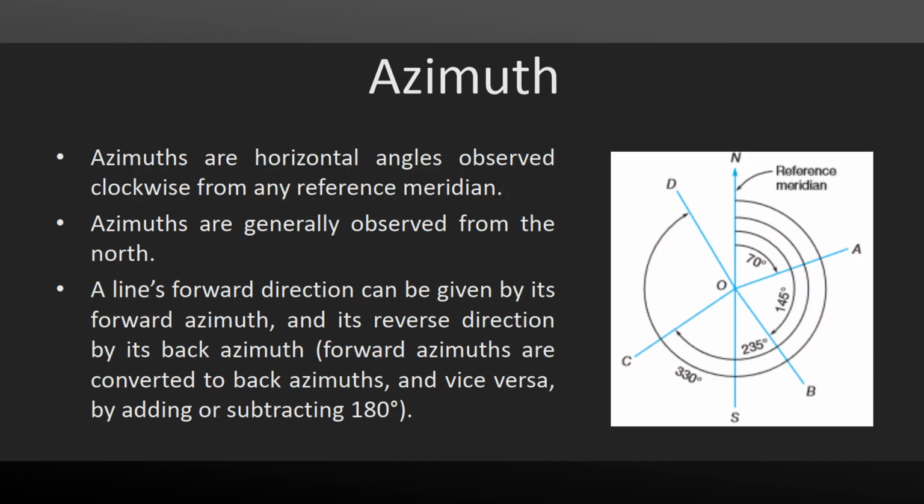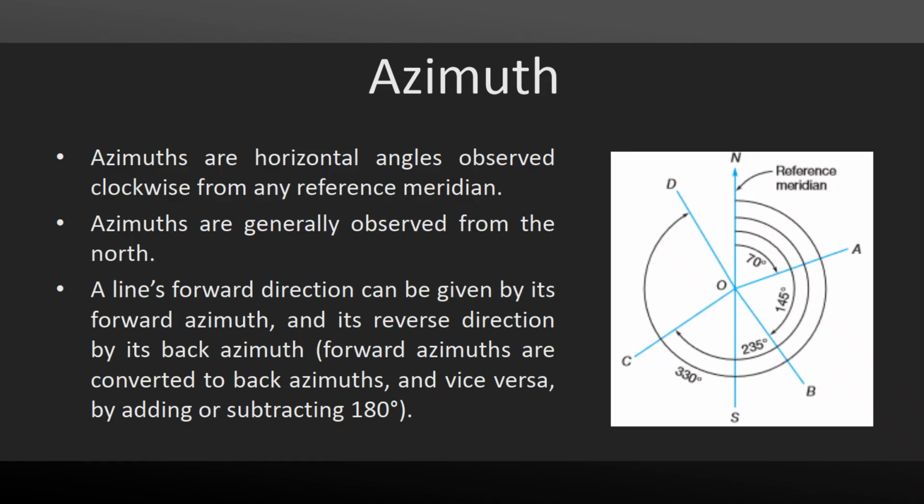Another important concept is the forward and back azimuth of a line. The forward azimuth describes the direction of a line when observed from its starting point towards its ending point. The reverse direction is called the back azimuth. To convert a forward azimuth to a back azimuth, we can simply add or subtract 180 degrees. If the forward azimuth is less than 180 degrees, we add 180 degrees. And if it is greater than 180 degrees, we subtract 180 degrees.